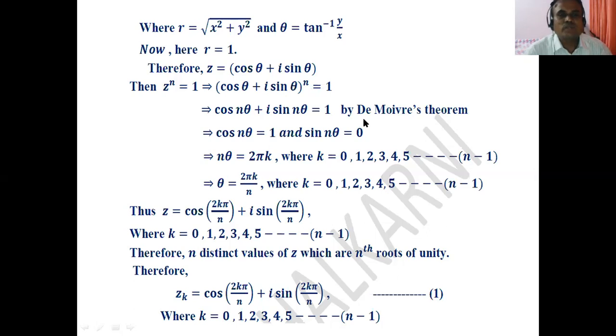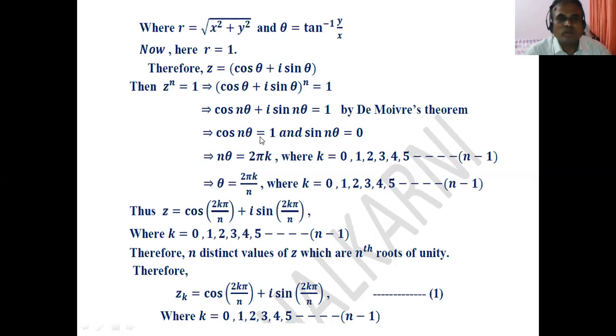Now by using De Moivre's theorem, this implies cos of n theta plus i sin of n theta is equal to 1. Now this is a complex number and is equal to 1 plus i into 0, and therefore comparing the real and imaginary parts on both sides, this implies that the real part cos of n theta is equal to the real part 1, and the imaginary part sin of n theta is equal to 0.